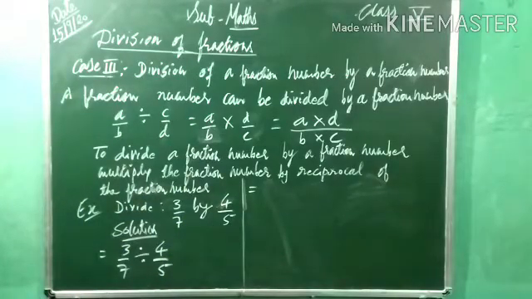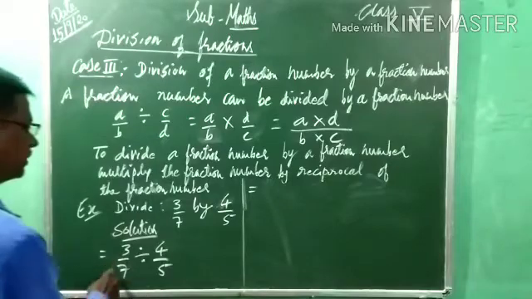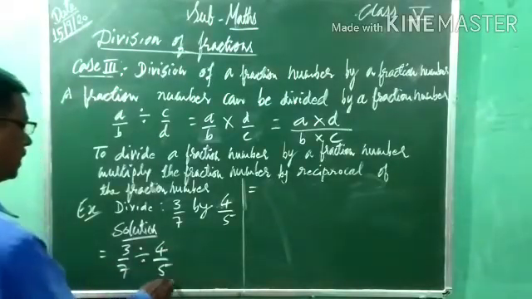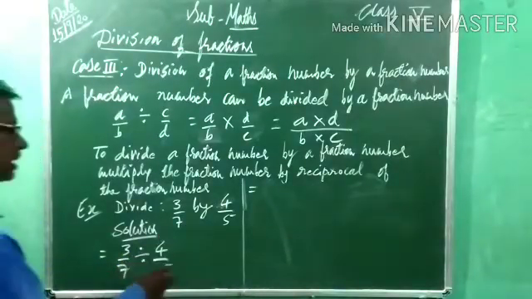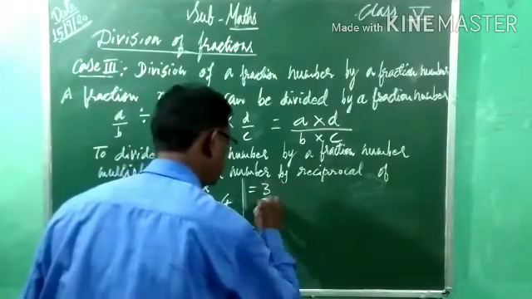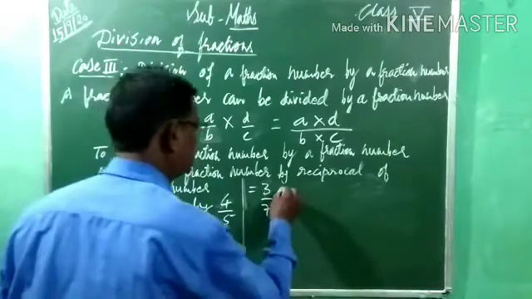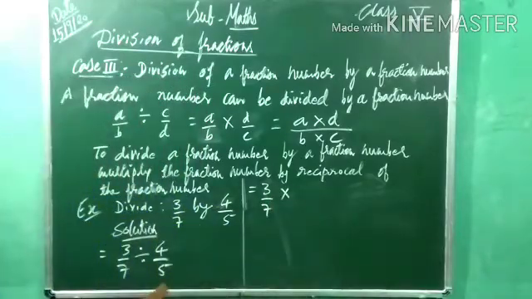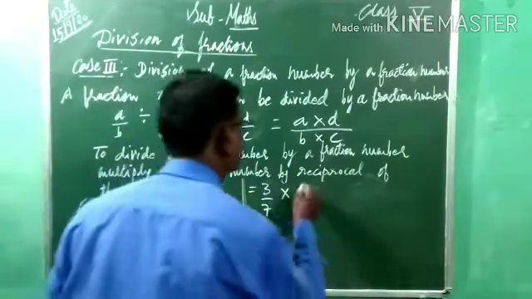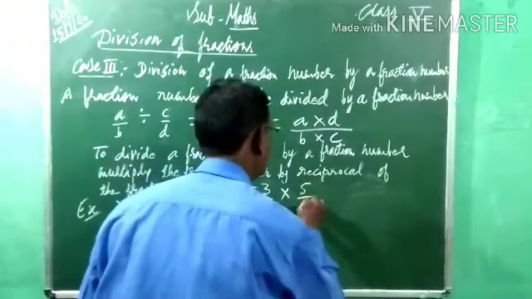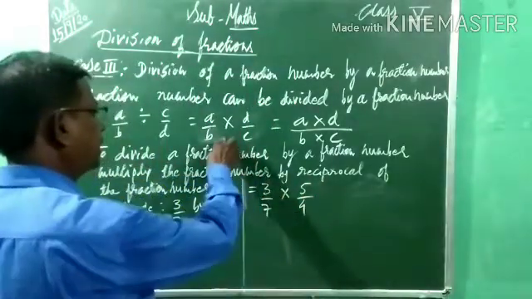Divide 3 by 7 by 4 by 5. 3 by 7, this is the symbol of divide, 4 by 5 as it is. Question. Okay. Now write 3 by 7 as it is, the first fraction. Now take the reciprocal of the second fraction. So into, what is the reciprocal of 4 by 5? The reciprocal of 4 by 5 is 5 by 4. Understood? Now it has come to the form a by b into c by d.